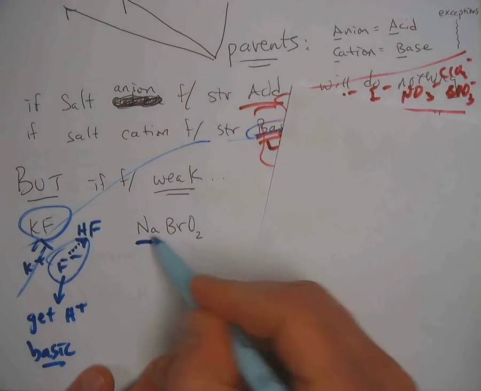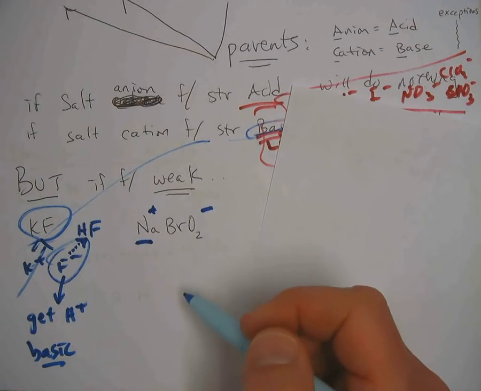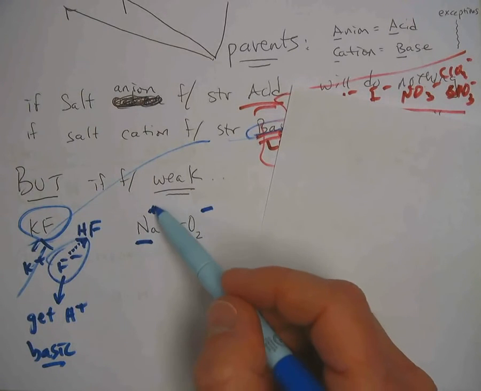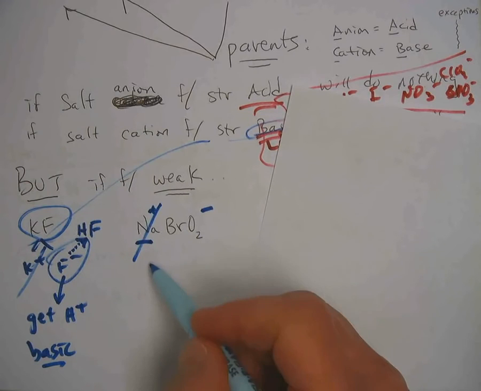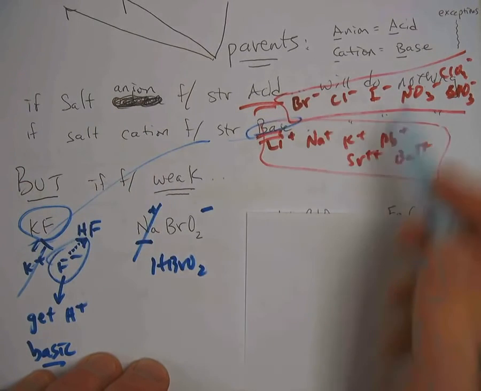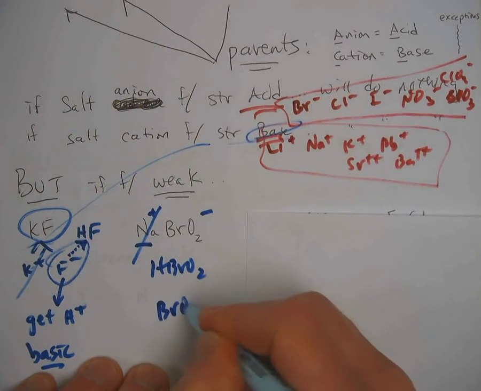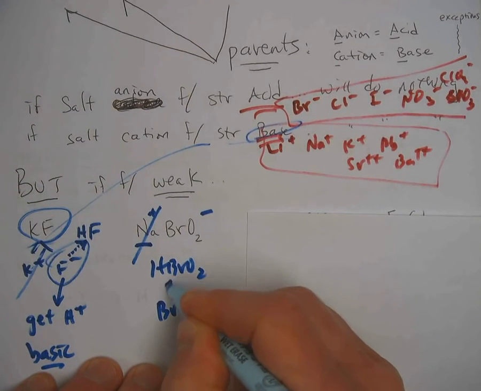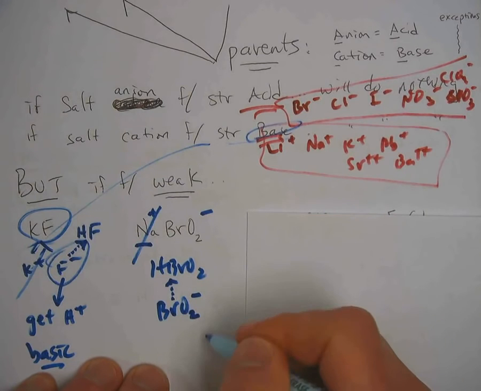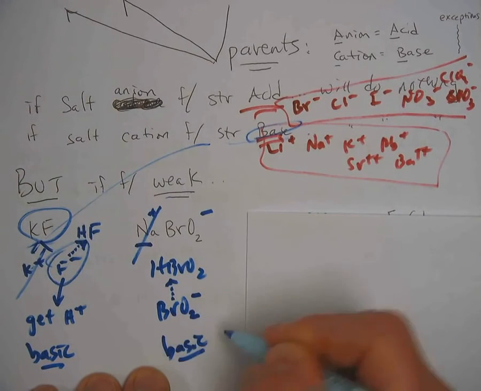NaBrO2. Na, where did it come from? BrO2 minus, where did it come from? Well, Na came from a strong base, so it'll do nothing. BrO2 minus came from HBrO2, which is not on the list of strong acids up here. So it's going to want to get to look like this acid if it can, and therefore it's going to be a good proton acceptor, and so it will be basic.